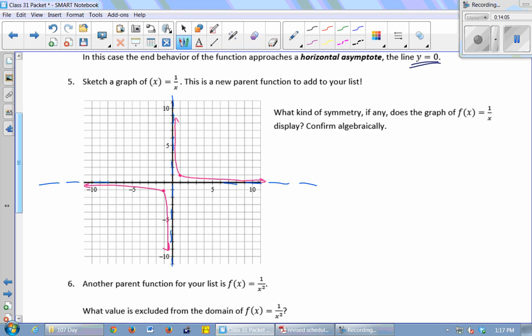What kind of symmetry does this graph display? Origin symmetry, yeah. Right, if I folded it over the x-axis and the y-axis, the two graphs would be on top of each other. That's called origin symmetry. So how do you confirm origin symmetry algebraically? We can look at it and see that it looks like it has that symmetry. How do you do it algebraically? Do you guys remember?